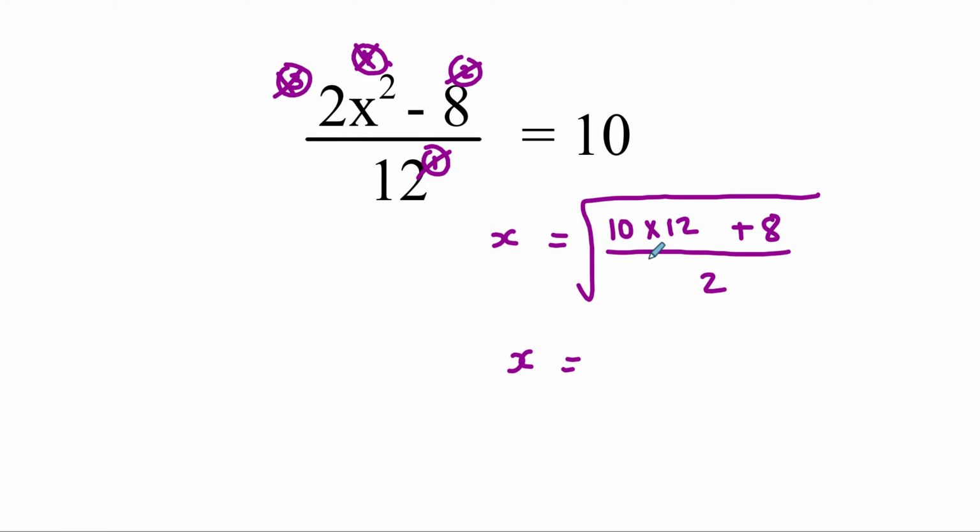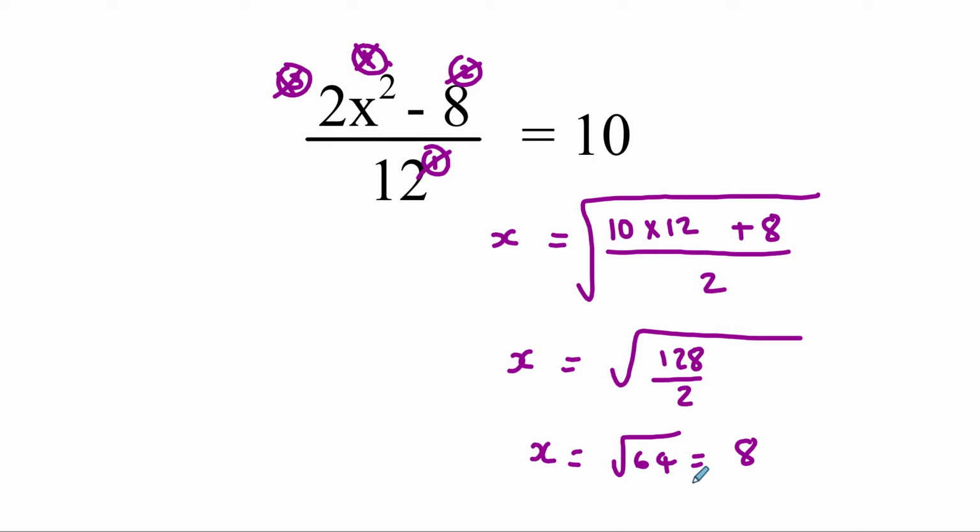So let's have a look and slowly do the calculation. We have 120 plus 8, which makes 128, divide by 2. That leaves us with the square root of 64, and my answer is 8.